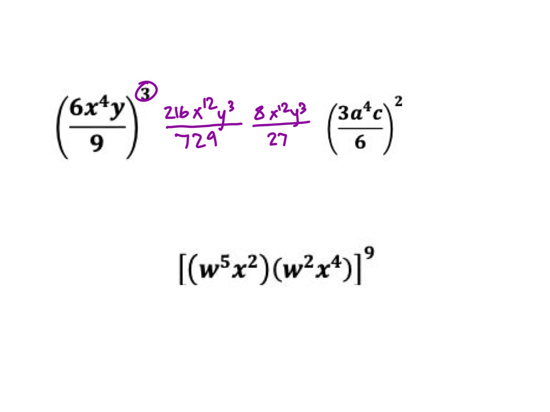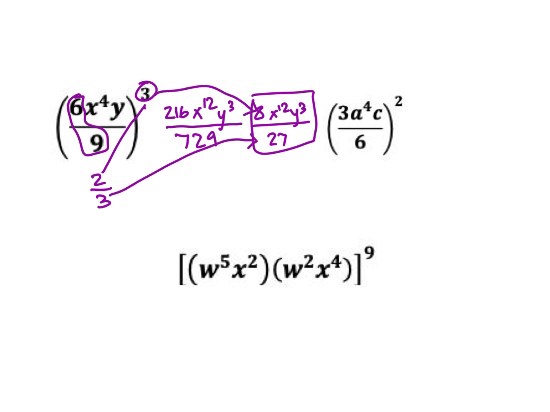So another option of what I could have done, which I probably should have done, is I could simplify this first and say, well, that's the same thing as 2/3. And I could instead take my 2/3 to the 3rd power, which would give me 8 and 27. So let's do it that way for this next one. Let's simplify the fraction part first.